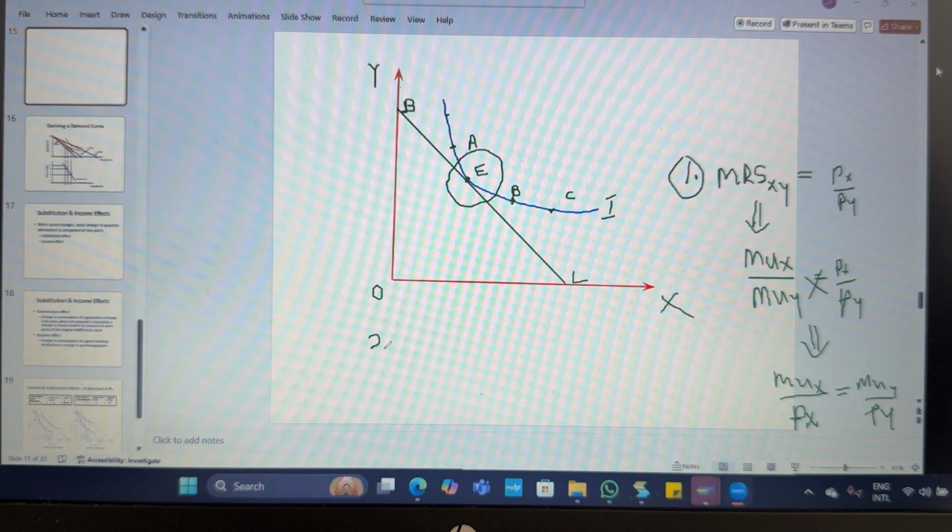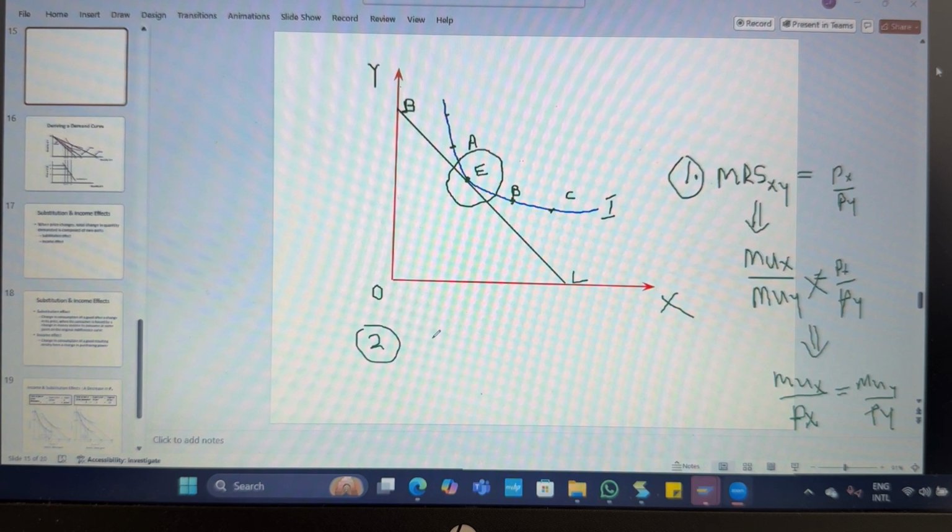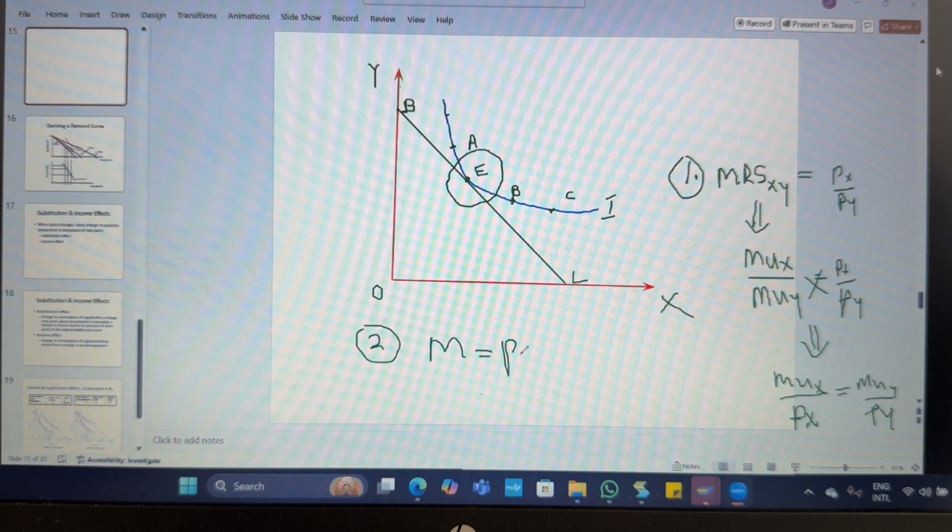What is the second? It should be satisfied at point E: income equal to expenditure. Yeah, income equal to expenditure. What is income? We denoted it as M. Expenditure is, since we have two commodities, the price of X multiplied by the amount of X, this is expenditure on X, plus expenditure on Y. Both these conditions should be satisfied at the equilibrium point.